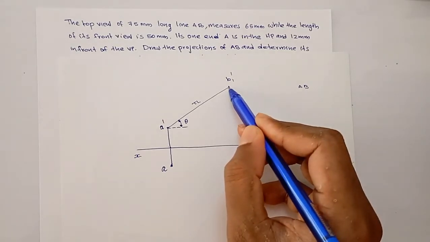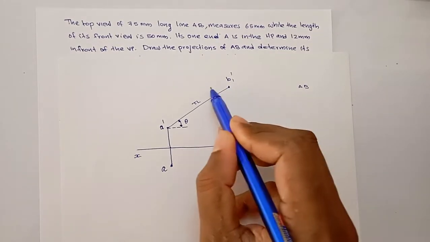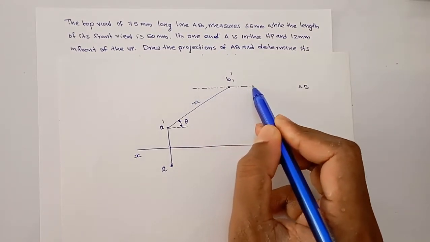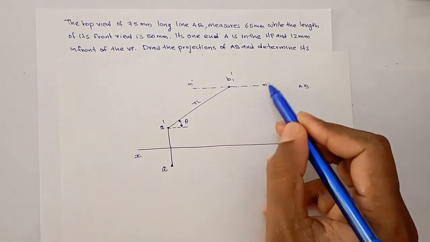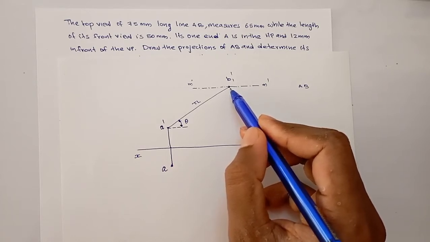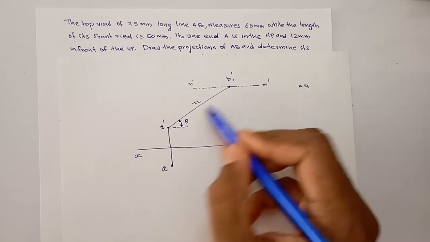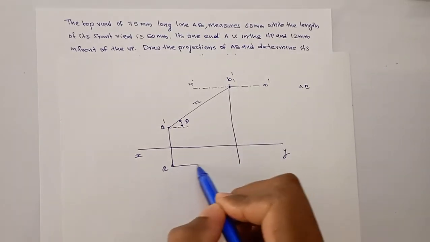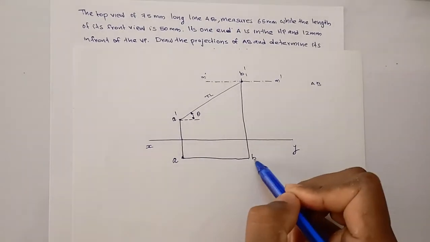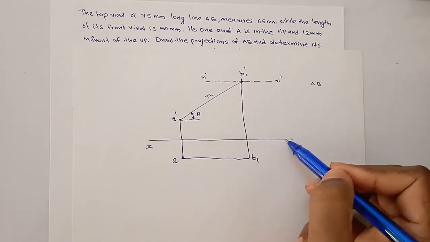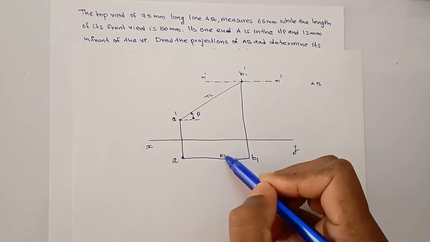We know the length of the line and we get this locus point. Draw the locus point; the locus point is M dash. This is the projection of the line when parallel to VP and inclined at an angle theta with HP. This is the front view. And what about the top view? This is our top view, B1. Because the line is parallel to VP, the top view is parallel to the XY line and we get a reduced length.